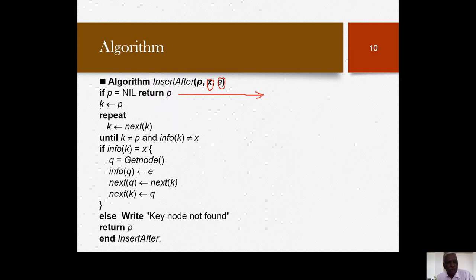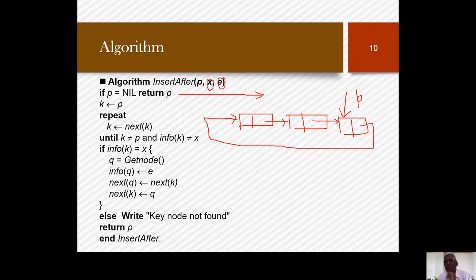So we start with the first node, that is k, and k equal to next of k. Now remember, it's a circular list. I have something like this. This is my p, and this is my circular list. So what I'm trying to say here is that k is initialized to p. And where would you start searching for the key in the list? You should start from here.